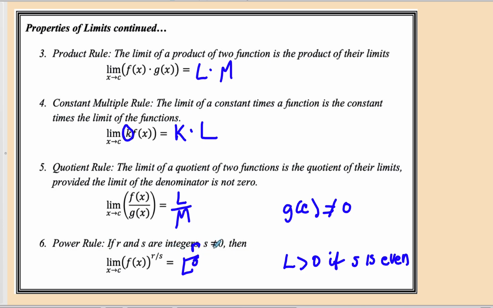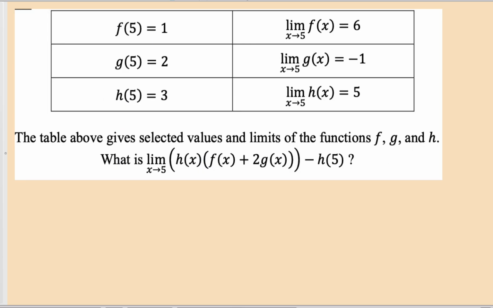S cannot equal 0, and if s happens to be even, the base has to be greater than 0. We have to be able to take the square root of a positive number, fourth root of a positive number, sixth root of a positive number. Let's go ahead and use these properties to see if we can evaluate this.